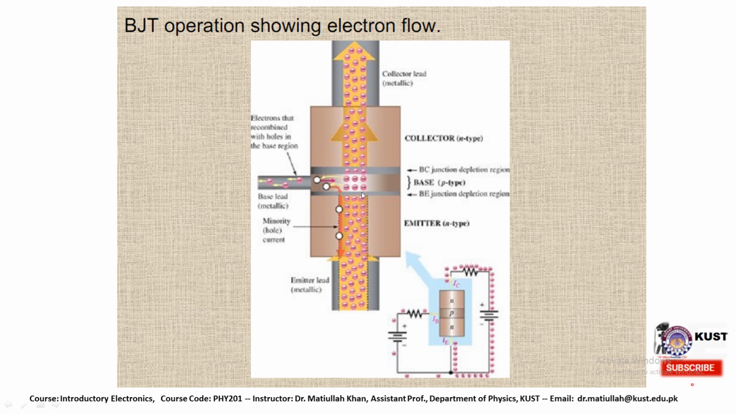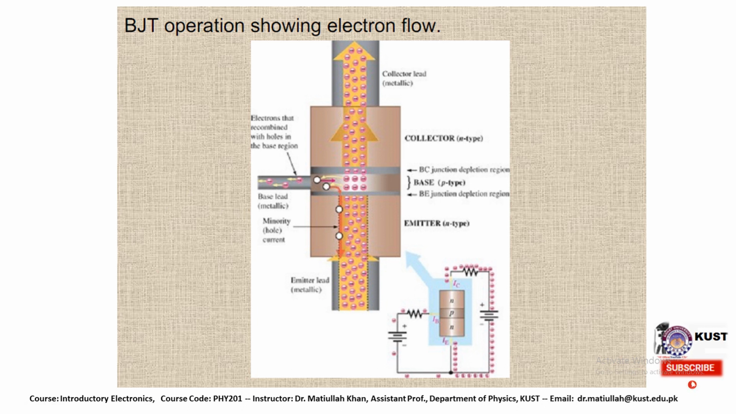So the electrons that are drifted in this direction are moving. Around 95% of the electrons pass through the base, and they are received at the collector, and contribute to the collector current. So it means 95% of the emitter current is the collector current. But the 1 to 5% current passing through the base region creates the base current, because some of the electrons are trapped by the holes in the base region. They recombine, and that leads to the base current.